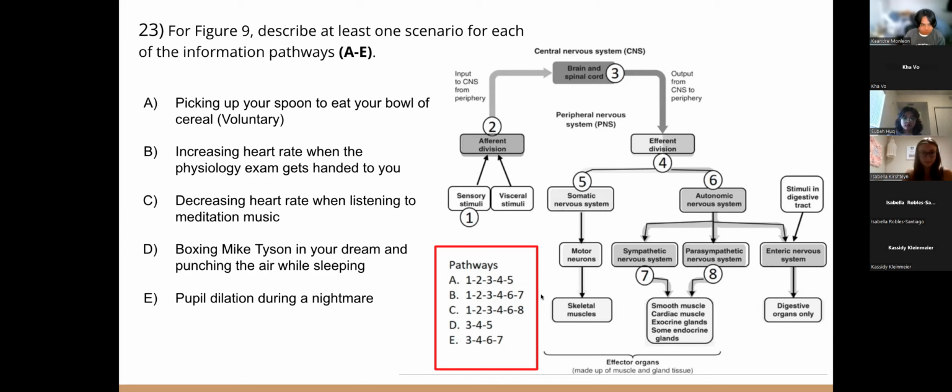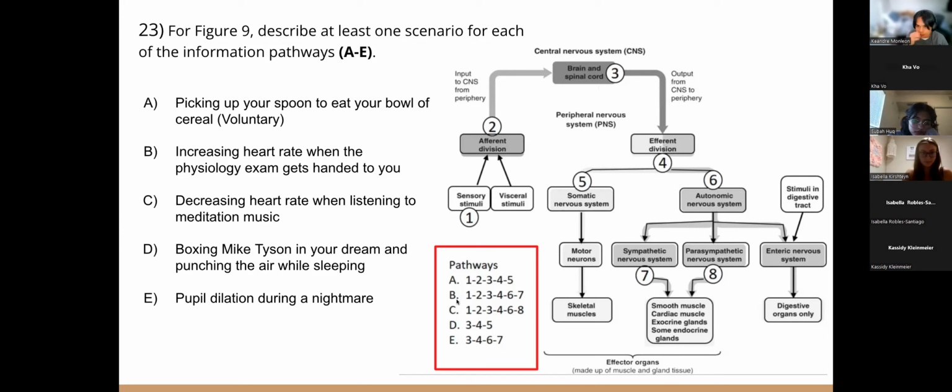So an example for scenario A, where the signal is traveling from the sensory stimuli, afferent division, the brain, and eventually to our skeletal muscle, would be picking up your spoon to eat your bowl of cereal, right? The stimulus in this case would be seeing the spoon, and the receptors in our eyes detect that information and send it out to our brain, and our brain processes this information. It sends instructions directly to our somatic nervous system to instruct our arms to pick up the spoon. So that would be a good example of scenario A.